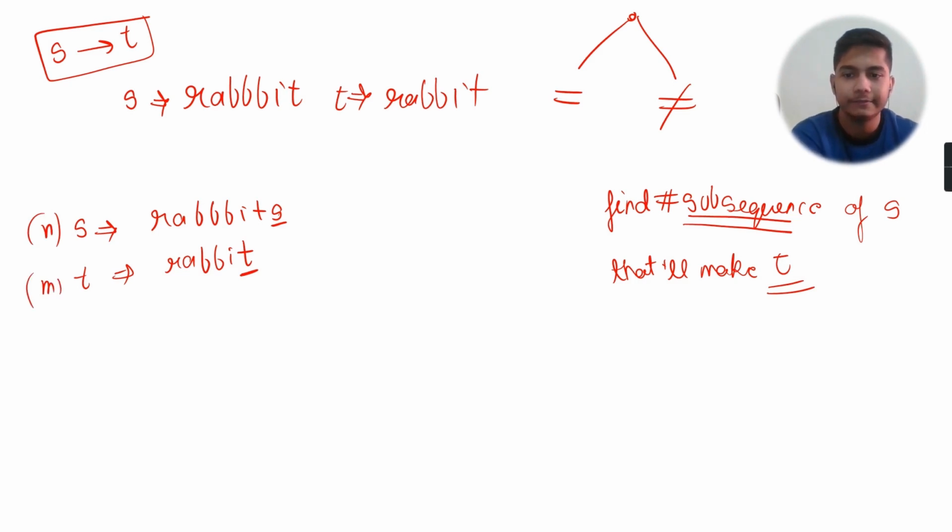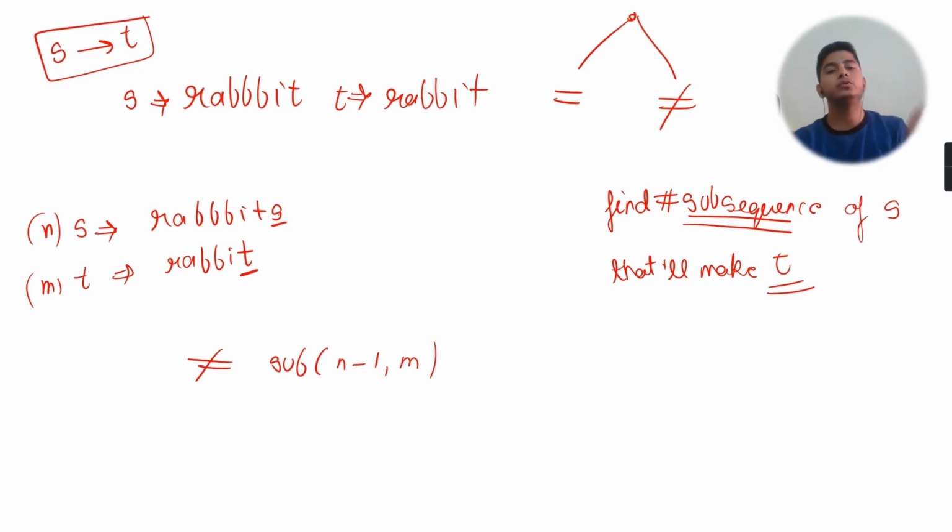Let's say the function is sub. In the case of not equal, I will not take s, n minus 1, and I will not reduce m, because t is not being used yet. If we are not having them equal, there's no use of taking s now. S is useless for us because we need exact t, we don't need an anagram. So if it's not equal, we will call for n minus 1, and m will not change.